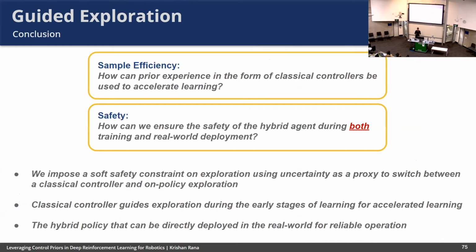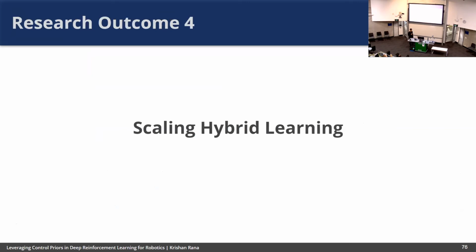So in conclusion, we actually address two things, right? The sample inefficiency of RL, by guiding the agent using this composition of the two policies, as well as the safety in both training and deployment. I think that was the key thing. We now address it in both. In the last one, we just looked at it in deployment, right? So we impose a soft safety constraint, which allows us to do this, and this hybrid policy can be directly deployed in the real world for reliable operation.